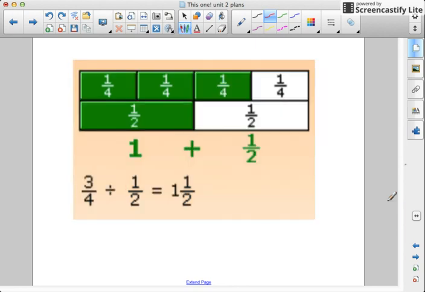This one, 3/4 divided by 1/2. Ask myself, how many times does 1/2 go into 3/4 of the whole? So I have my 3/4 on top here. I have my 1/2 on the bottom. So 1/2 goes into 3/4. Well, this is one full group. And then I have this much more, which is 1/2 of that group. So that's how you get 1 and 1/2 of the final group.